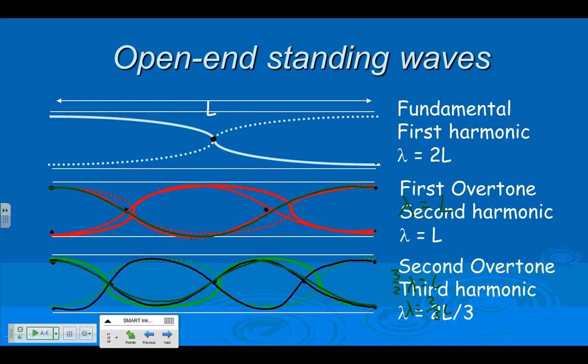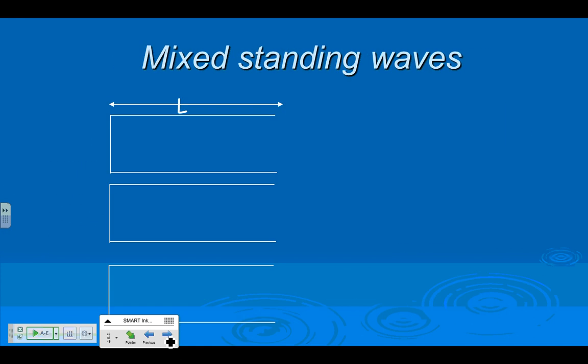Let me go through that. Now a mixed standing wave is the only one that's different. So far we've talked about fixed and open. Now we're going to fix one end and open the other. When we fix an end, what do we have? A node or an antinode? We have a node at a fixed end, and what do we have in an open end? An antinode.